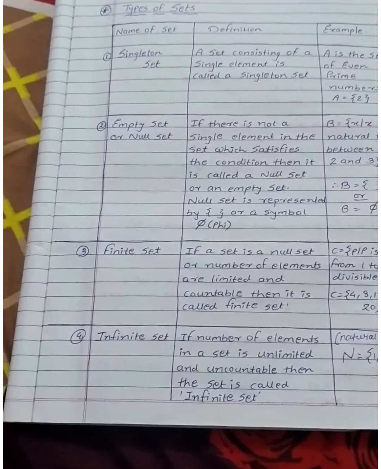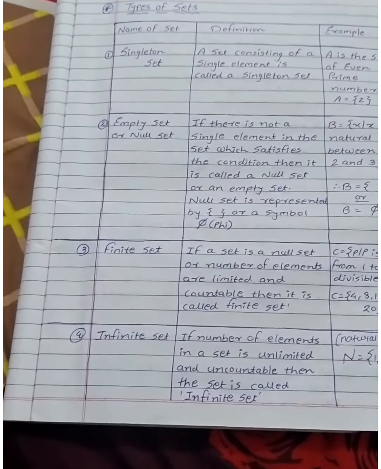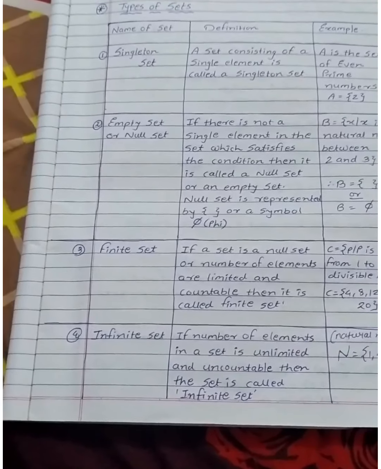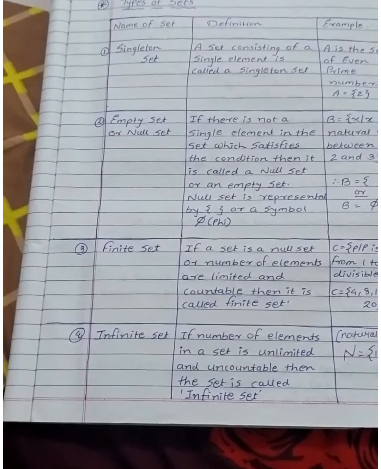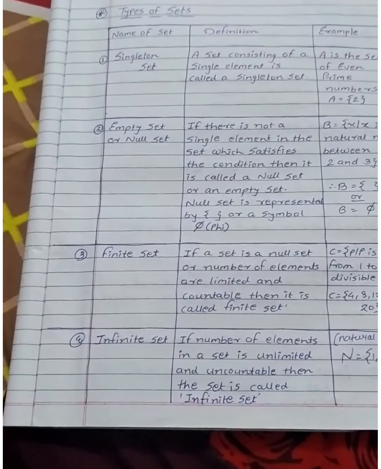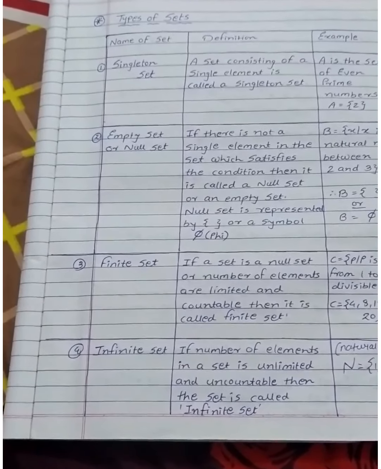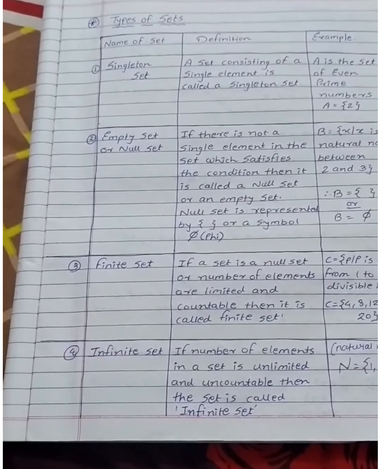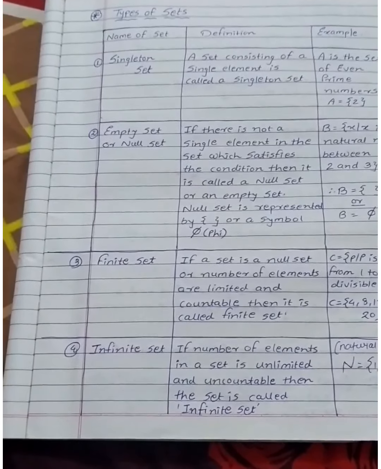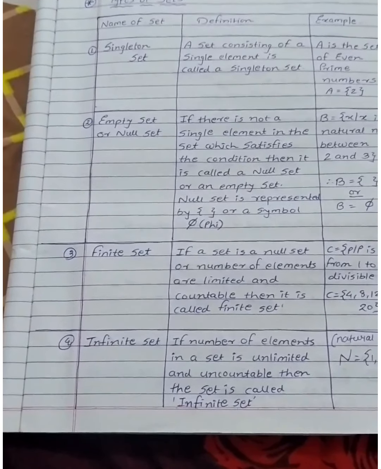First one is the singleton set. The definition is: a set consisting of a single element is called a singleton set. In a set, if there is only one element, it is called a singleton set. It consists of one and only one element.